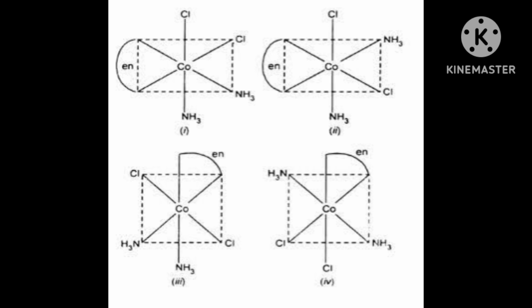Suppose this is the dextro, D. You can write it this way. Always write the complex in brackets. Here you write cobalt in the middle, and at the back side of cobalt you write one en, and from that two bonds are made.